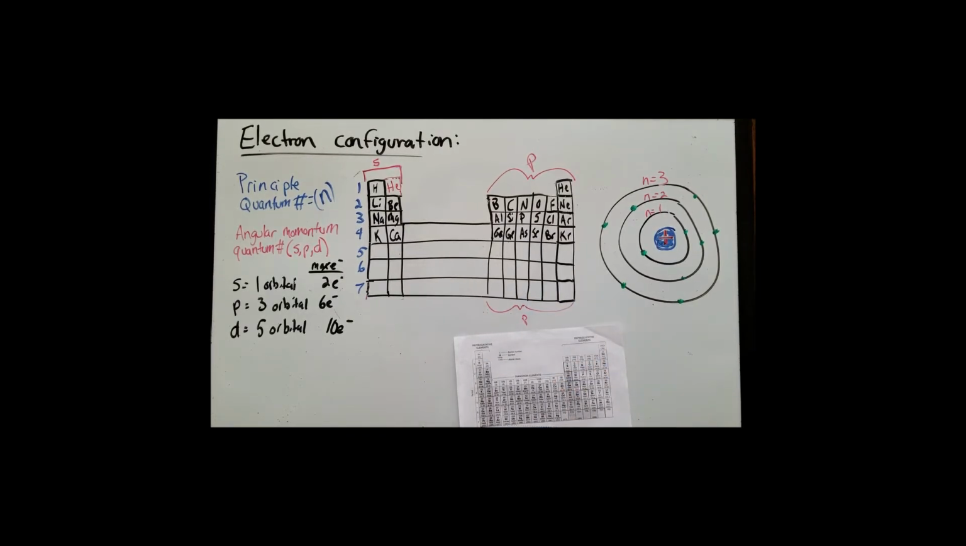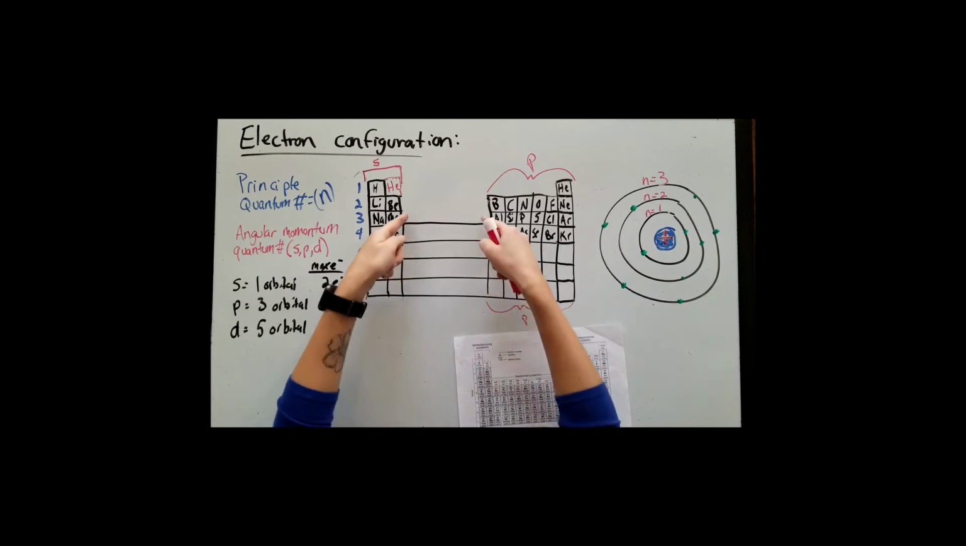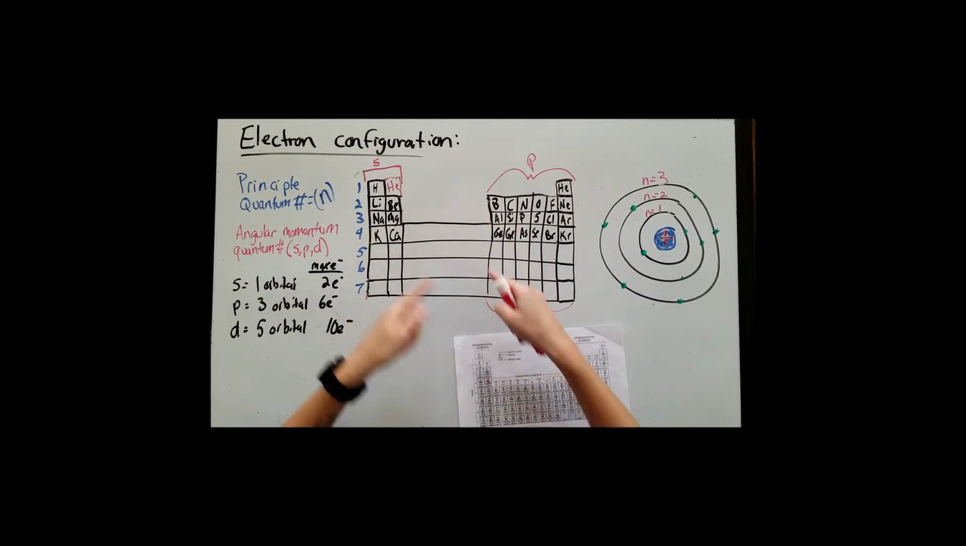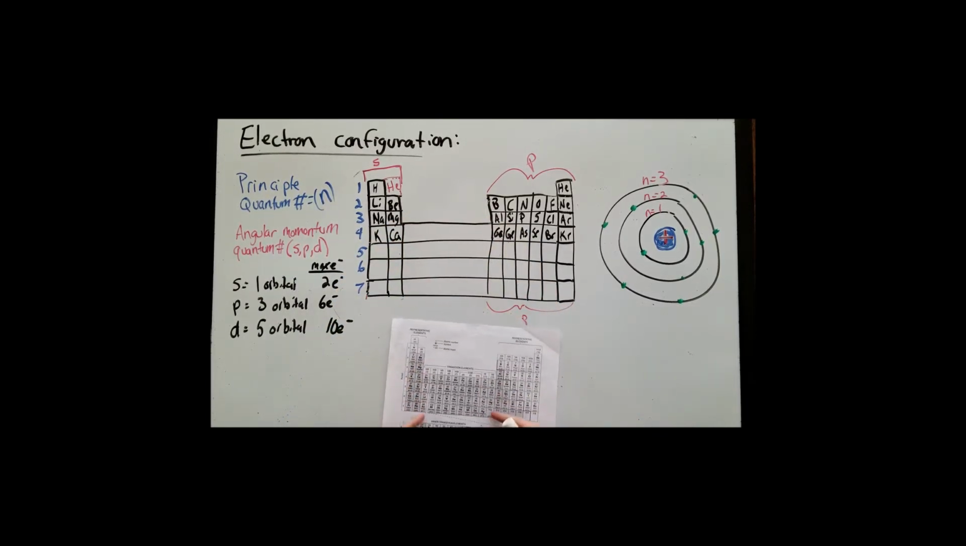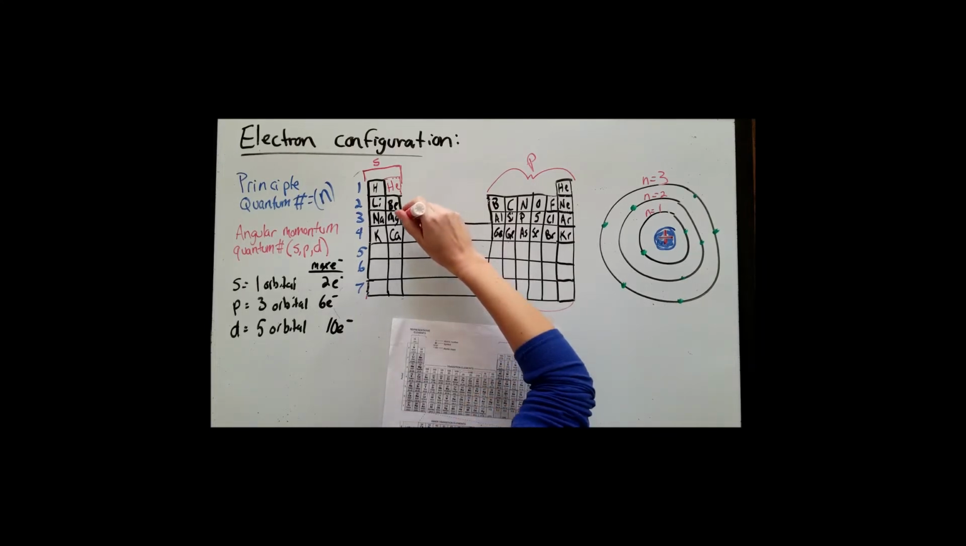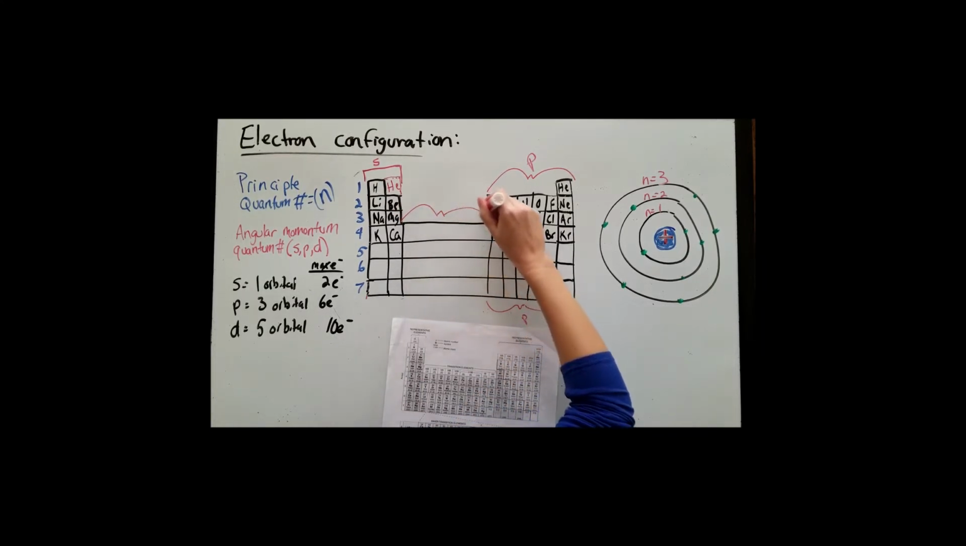All right, now the D block is going to be the transition metals. So this whole middle section, where it says transition elements on your periodic table, that's going to be the D block.